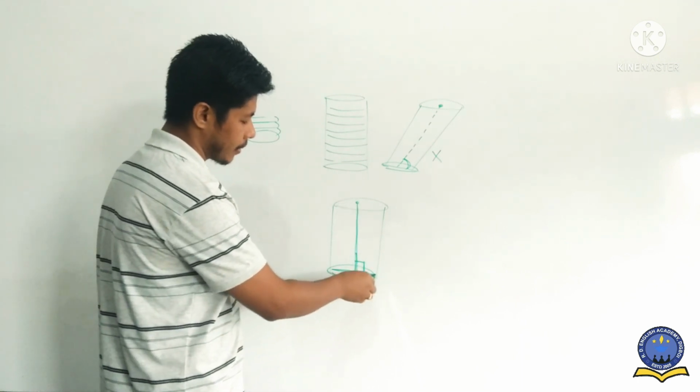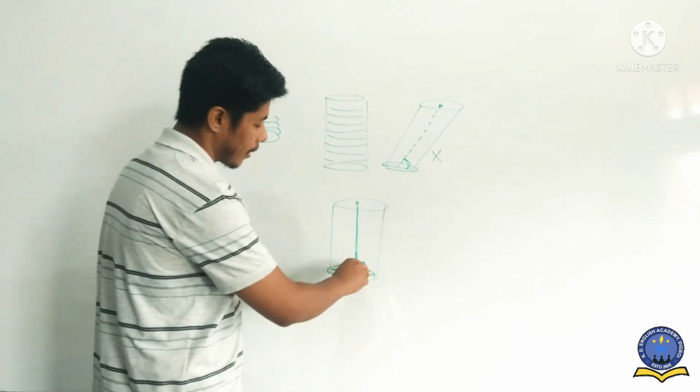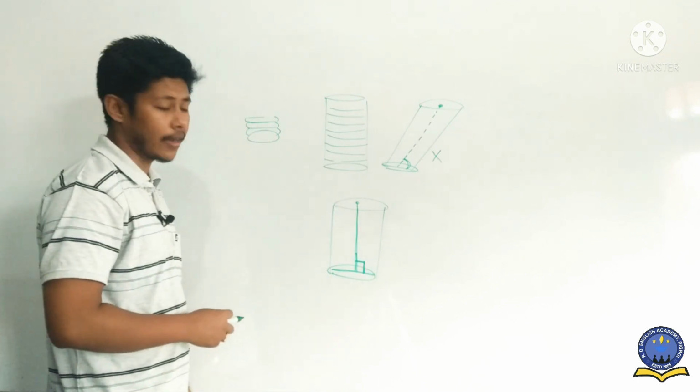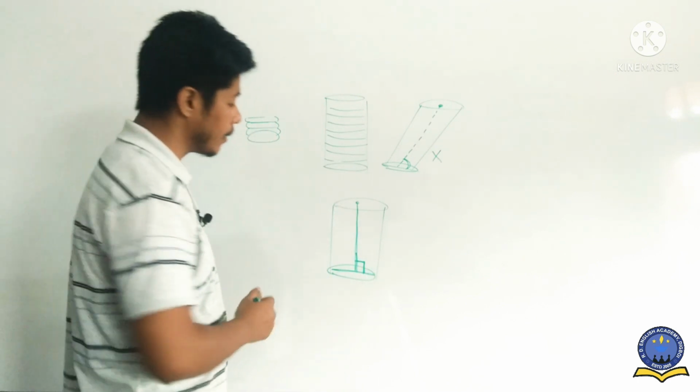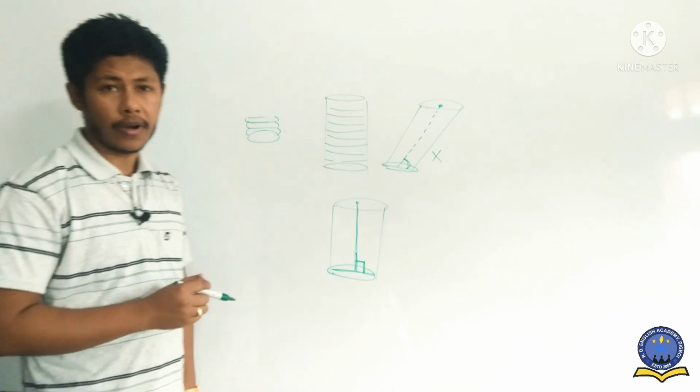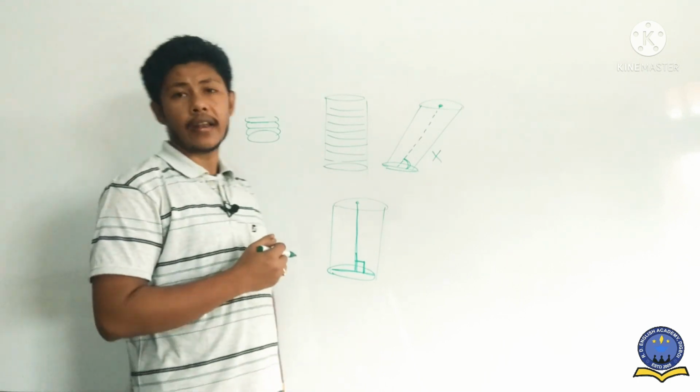This line is known as the axis, and this one is the base line. And if it creates a 90-degree angle, then it is known as what? A right circular cylinder. Okay, let's take another example.